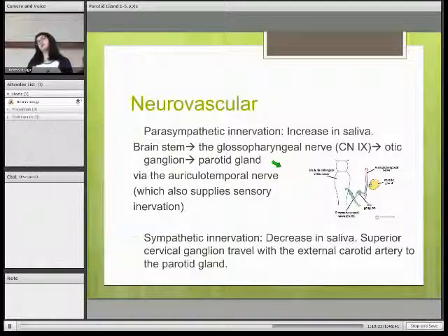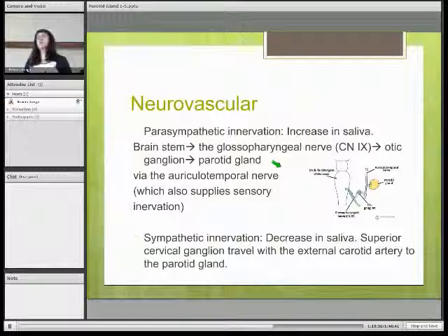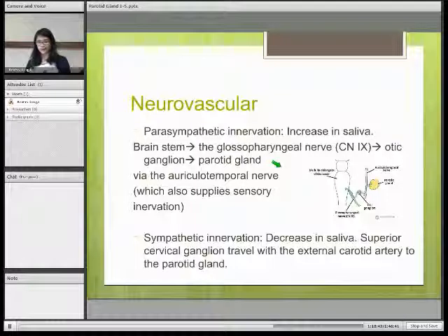Parasympathetic innervation results in an increase in saliva. The parasympathetic presynaptic fibers hitchhike along the glossopharyngeal nerve to the otic ganglion, and then the auriculotemporal nerve carries the postsynaptic parasympathetic fibers from the otic ganglion to the parotid gland. In the sympathetic innervation, the fibers travel from the superior cervical ganglion along the external carotid artery to reach the parotid gland.